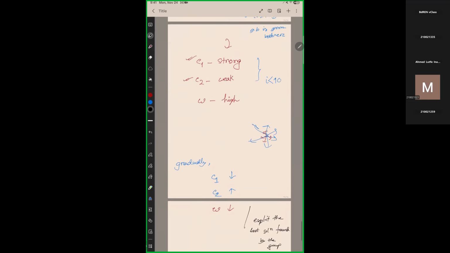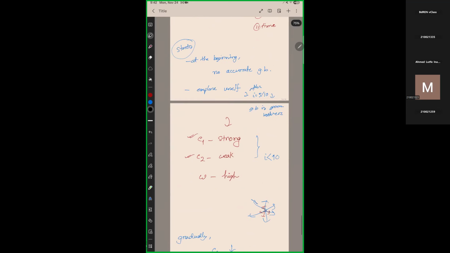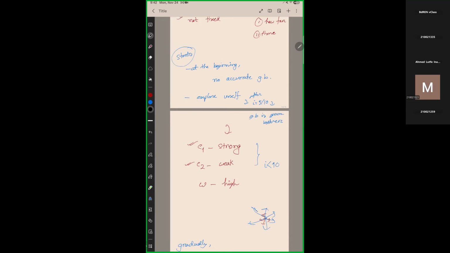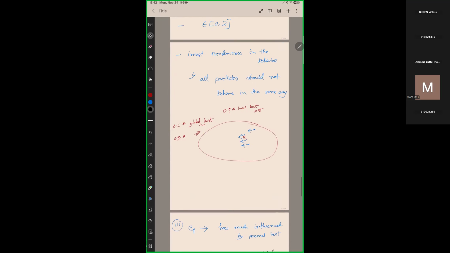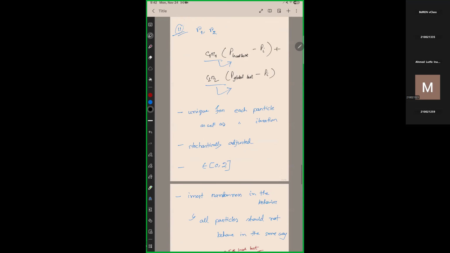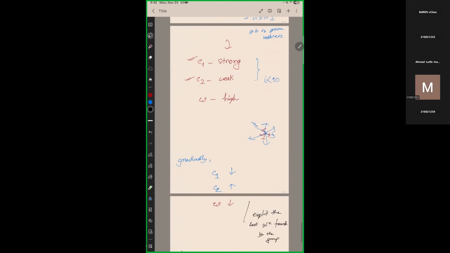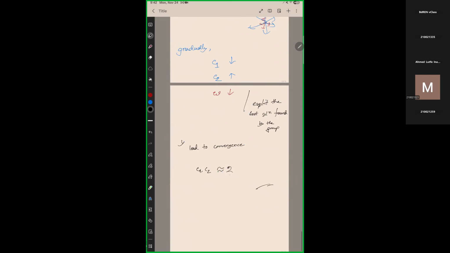Yes, sir. I am keeping the R1, R2 values between 0 and 2, and C1, C2 almost similar, as you said, around 2. So why is it that C1, C2 is a controlling parameter? Wait, let me see. R1 value is usually between 0 and 1, not 0 to 2. C is the value around 2. This is not 0 to 2, this is around 2.